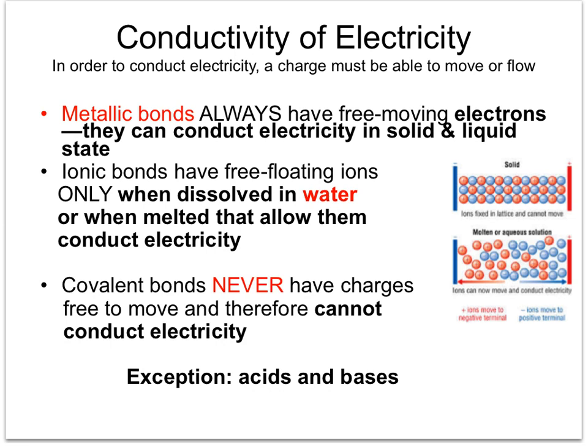Another property is electrical conductivity. In order for electricity to be conducted, we need to have a charge moving or flowing. And we find that metallic bonds always have free moving charge, free moving electrons, so they always conduct electricity, whether in solid or liquid state. But ionic compounds only have free floating ions when they're dissolved in water or when melted. So they can only conduct electricity in that state. They cannot conduct electricity in solid state, as you see in this picture off to the right.